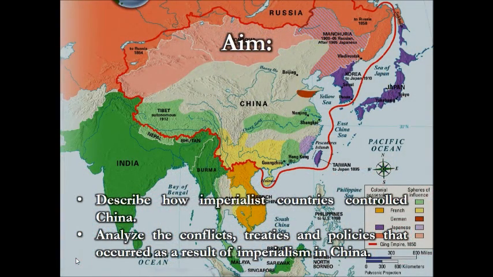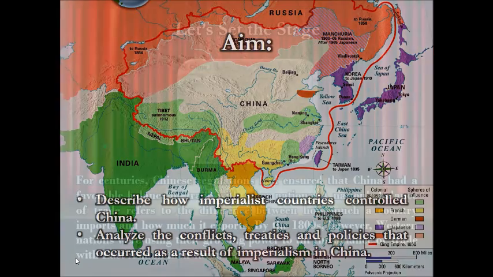The aim of the lesson: describe how imperialist countries controlled China, and analyze the conflicts, treaties, and policies that occurred as a result of imperialism in China.